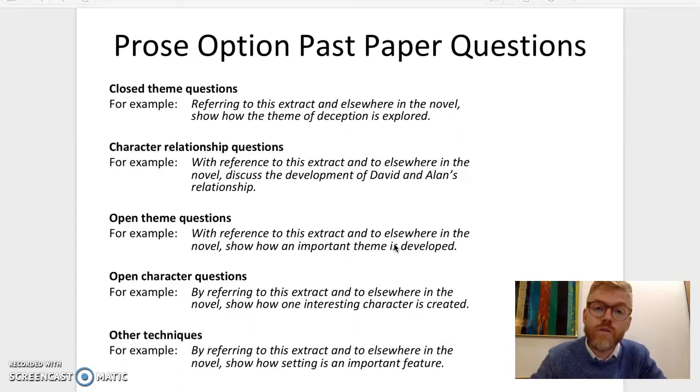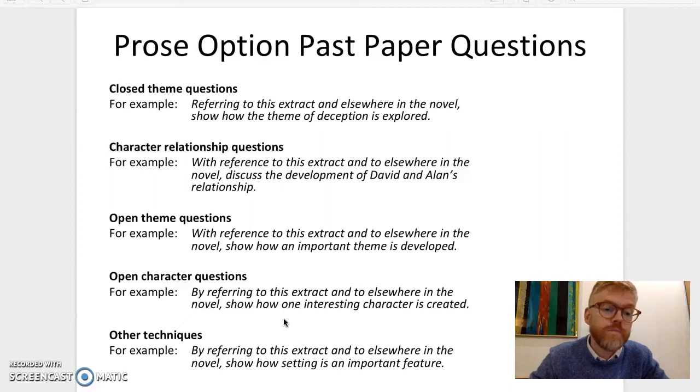Whereas in the closed theme you're obviously given a theme to focus on. And that's true for open character questions as well. By referring to this extract and elsewhere in the novel, show how one interesting character is created. You're not limited to a character that you have to write about. You can write about any character that you choose, provided that they appear in the given extract and then obviously elsewhere in the novel.